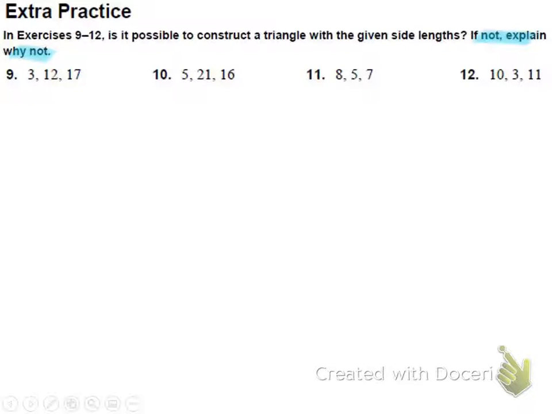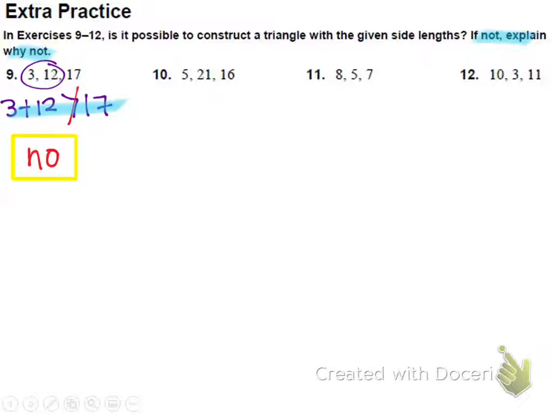So in the first one, take the two smaller side lengths, which are 3 and 12. Is 3 plus 12 greater than 17? It is not greater. So is this a triangle? No. It says, is it possible? No. It's just not. So again, your explanation is you just showing me what you did to come to that conclusion. You could always write it out if you don't feel like showing the math.